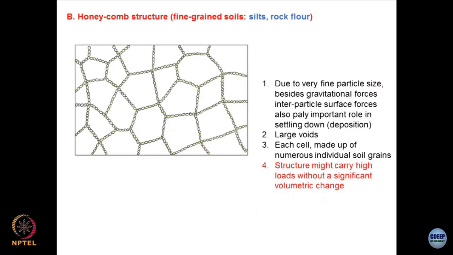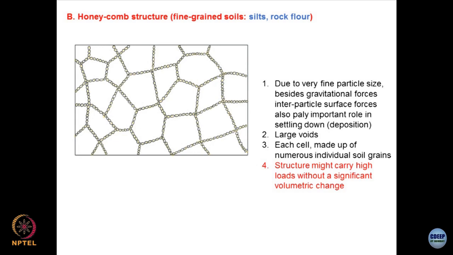The second type of structure is what is known as honeycomb structure. We do not call it honeycomb, we say honeycomb, alright. So, honeycomb structure is normally occurring in fine grained materials. By definition, fine grained material would be less than 20 microns, fine. And this would be in silts and mostly the type of rock dust, rock flour. How does it look? This is how it looks. So, the chain of particles or grains is assembled like this.